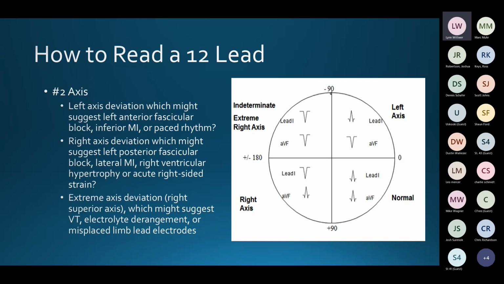Extreme axis deviation up in this corner quadrant suggests ventricular tachycardia or electrolyte derangements or, even more common, misplaced limb leads. So always check your limb leads, make sure they're correct.